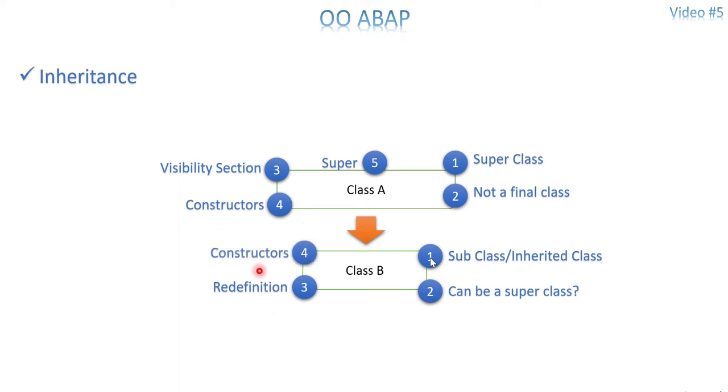Constructors, same thing. Class B is a subclass, it has its own constructor. Class A is a superclass, it has its own constructor. So how and when the constructors are working, whether superclass constructors or subclass constructors are working, you just have to run a few examples. It will be very easy and very clear for you. These are the things you should remember before you start working on inheritance.